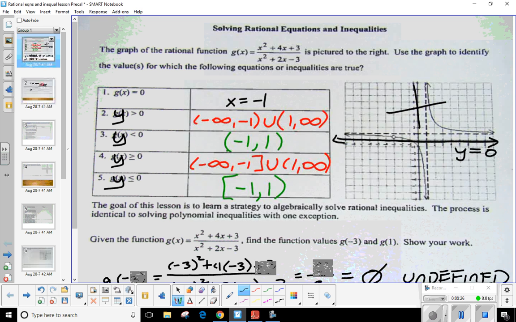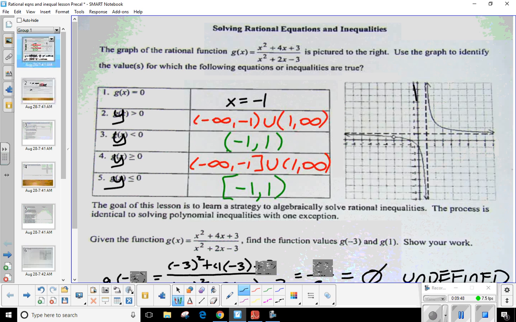So where would you be negative? Down below, right? Anything less than 0 would be negative. Anything above would be positive. So the x-axis represents 0. So that's what we're looking for. Specifically, what parts of the graph are above, what parts of the graph are below. We refer to those as pluses and minuses.